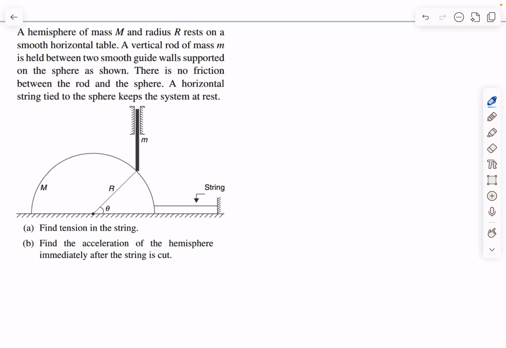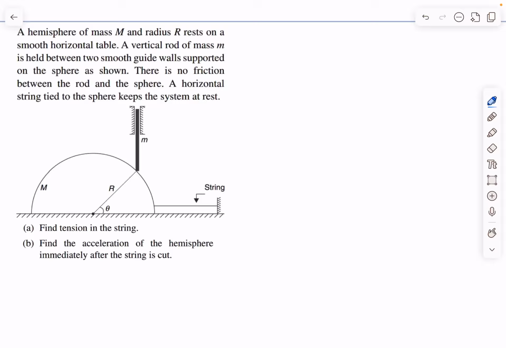Friction is not there. A vertical rod of mass small m is held between two smooth guide walls, supported on the sphere as shown. There is no friction between the rod and the sphere as well. A horizontal string tied to the sphere keeps the system at rest. So the entire system is initially at rest.